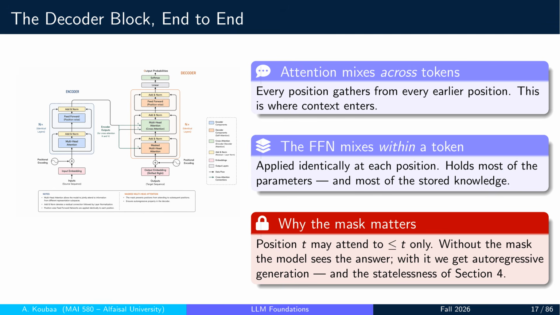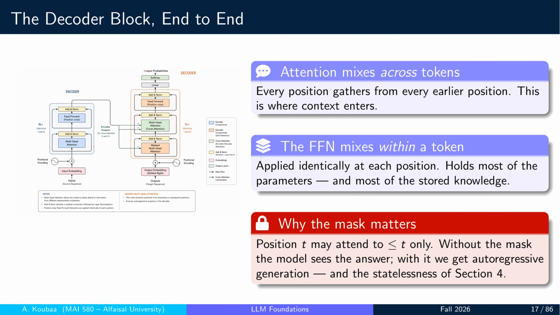So we have a useful division of labor. Attention brings in context. The feed-forward network transforms what is already there. Around both, residual connections preserve useful information, and normalization keeps training stable. Stack this block many times, and the model gains depth.